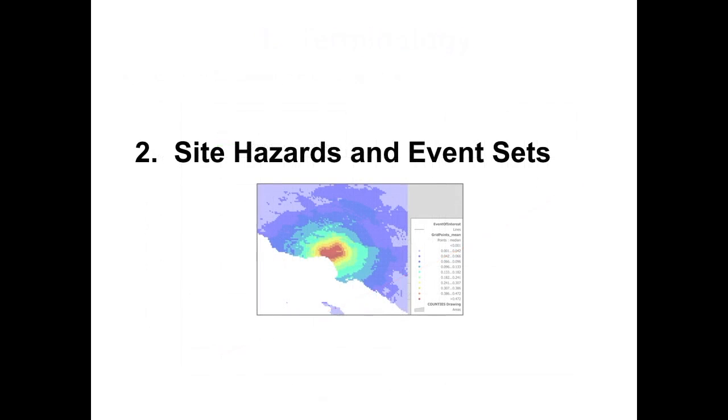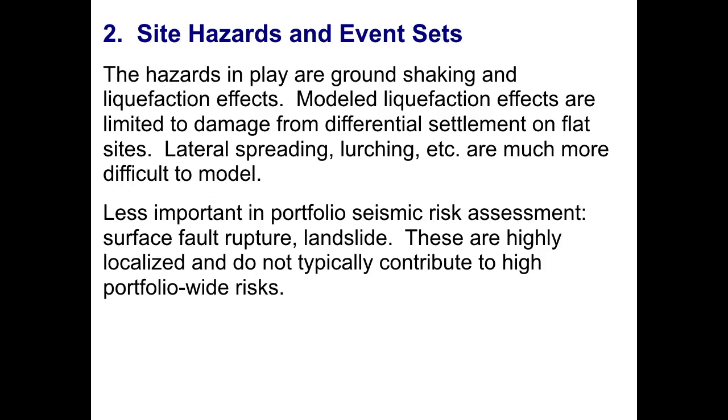Next, we'll move on to site hazards and event sets. So the hazards that are in play in portfolio seismic risk assessment are typically ground shaking and liquefaction effects. And the liquefaction effects that we can model are usually limited to the damage from differential settlement on flat sites. Lateral spreading, lurching, etc., those are much more difficult to model in both their occurrence and their consequence to the building.